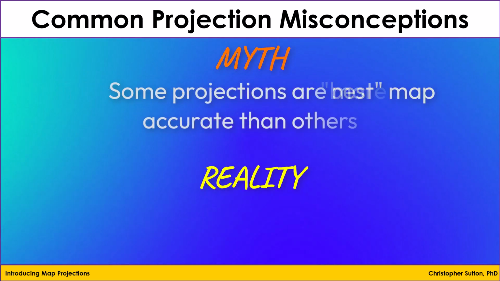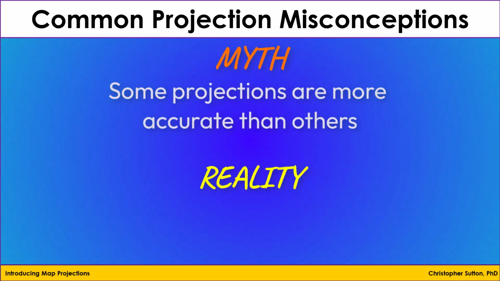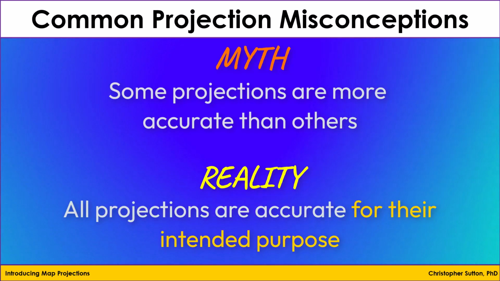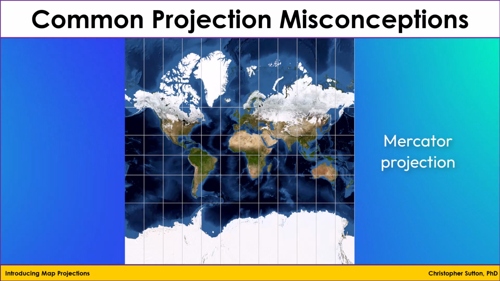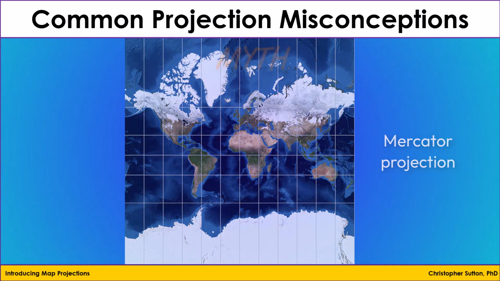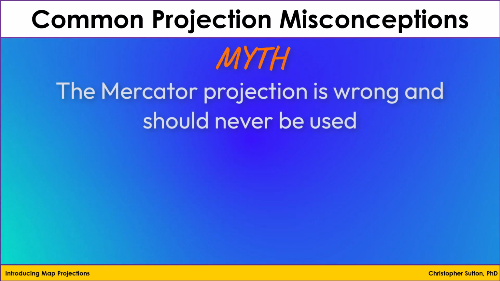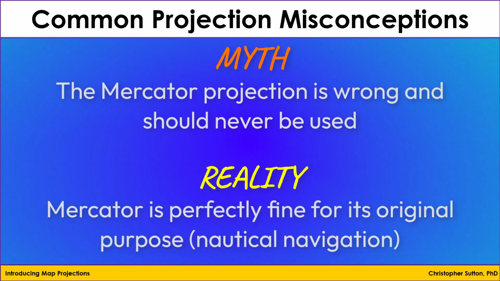Another myth is that some projections are more accurate than others. In reality, all projections are accurate for their intended purpose. An example of this is the Mercator projection, which you might be familiar with. If not, I will discuss it in an upcoming video. There is the myth that the Mercator projection is wrong and should never be used. In reality, the Mercator projection is perfectly fine for its original purpose, which is nautical navigation.